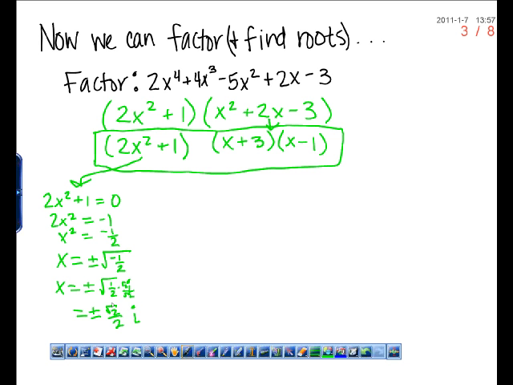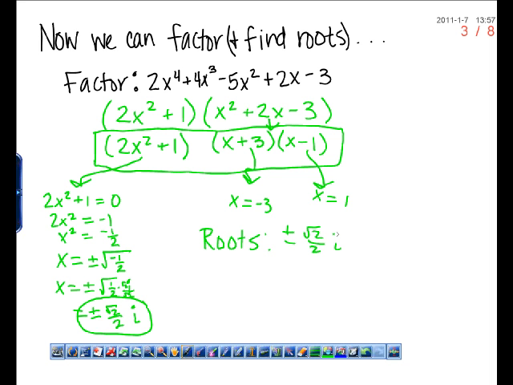Big idea is here's 2 of my roots. What's my root from x plus 3? And x equals 1. So my roots are plus or minus root 2 over 2 i, negative 3, and 1. How many roots are there? 4. Why are there 4? Good. Plus or minus means I've got 2 roots here. So I have 4 roots total.